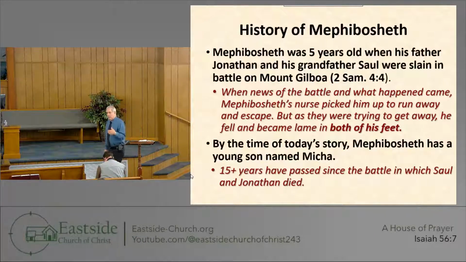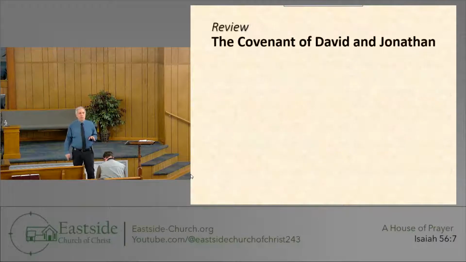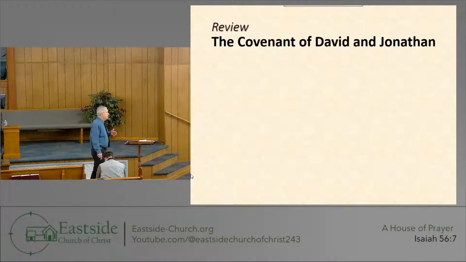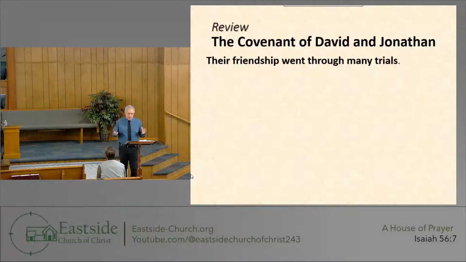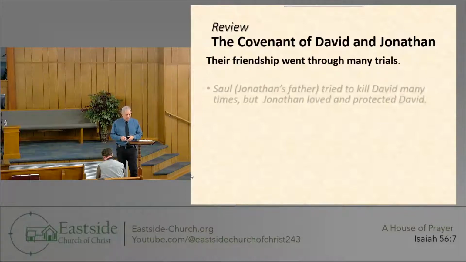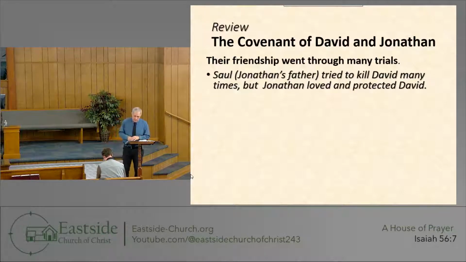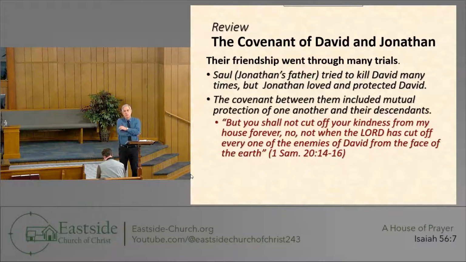One other aspect that you have to review to really understand what goes on in 2 Samuel 9 is the covenant that was made between David and Jonathan. We looked at this, I say covenant, although it was repeated several times, that David and Jonathan made an agreement to protect one another and even to protect one another's descendants. Their friendship, as you recall, went through a lot of trials and tribulations, a lot of tests, and yet it remained strong. Saul was trying to kill David. Jonathan loved David. So here, Saul, Jonathan's father, is trying to kill him many times, but Jonathan loved and protected David. So they made a covenant, as we've said, between them that included the mutual protection of one another during this time when Saul was hunting David, but also the mutual protection somewhat of their descendants.